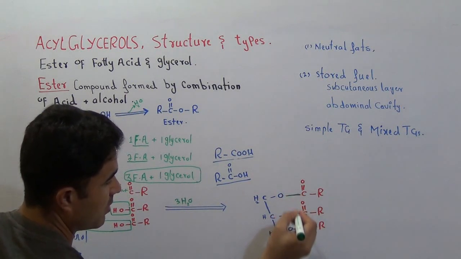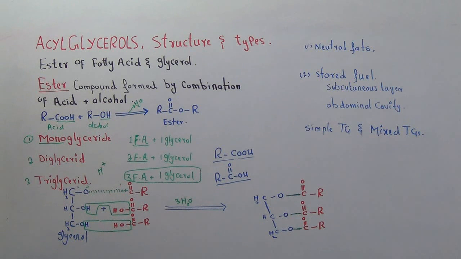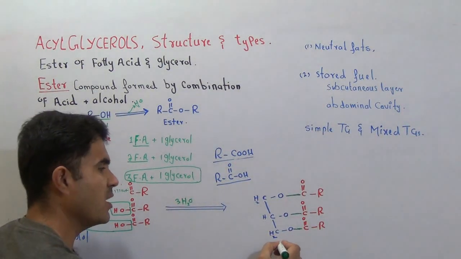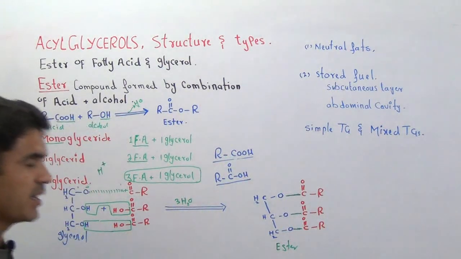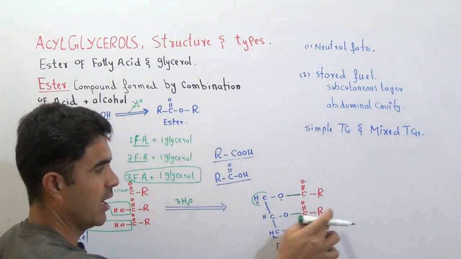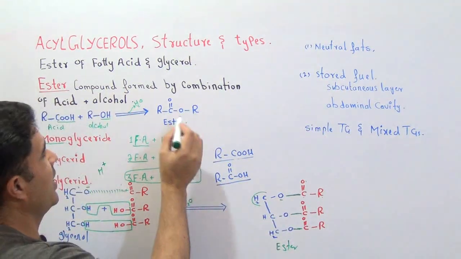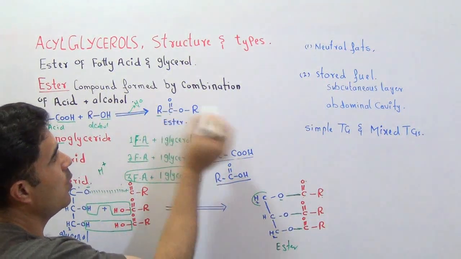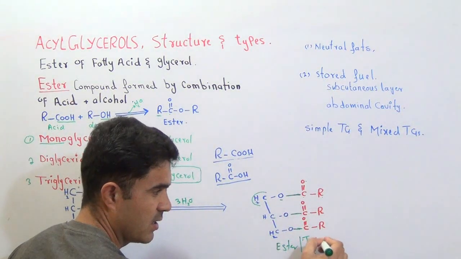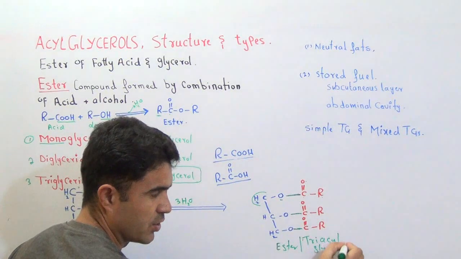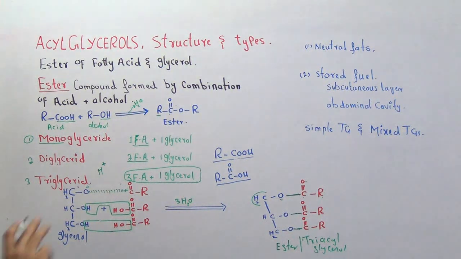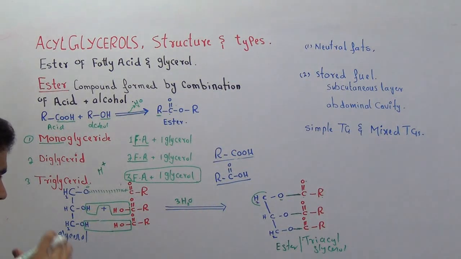So we got a new bond here. This is an ester bond. This is also an ester bond. This is also an ester bond. That is why we use the name triacylglycerol. Now this is quite a new compound, and generally you can call it an ester, because its formula is R C double bond O O R. So this ester is now called triacylglycerol, or triacylglycerides, or simply triglycerides, you can call it by any name. Okay, so we finally got the structure of the triglyceride, and how it is formed.